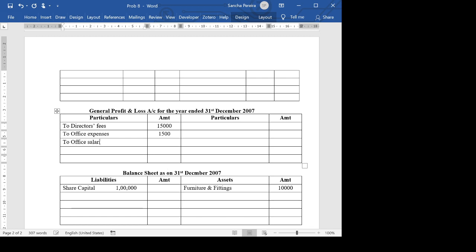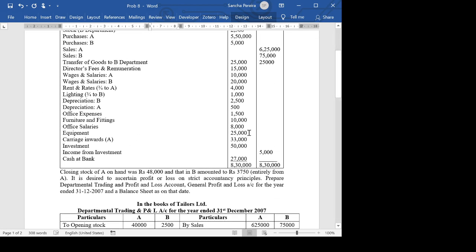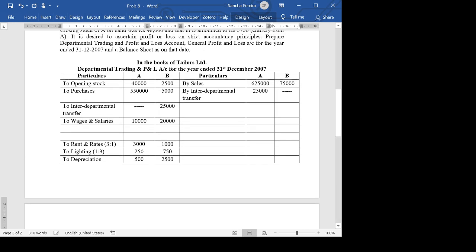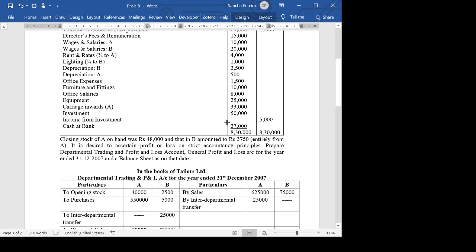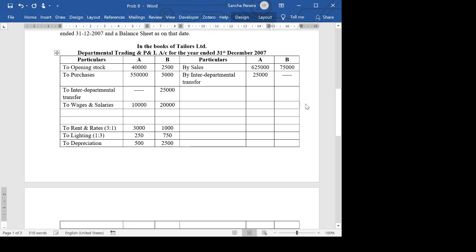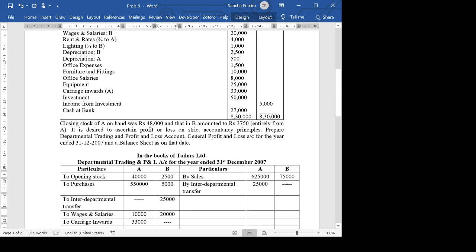Office salaries 8,000. Then we have equipment, which is 25,000. Equipment goes in the balance sheet. Then there is carriage inwards only of A. I missed that, and I have another row here: carriage inwards only for A, and the amount is 33,000. This carriage inwards is only for A, so the entire amount goes to A.